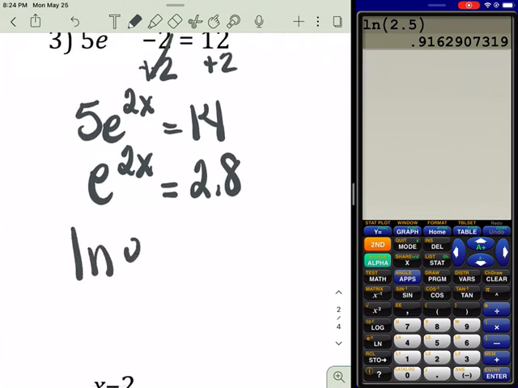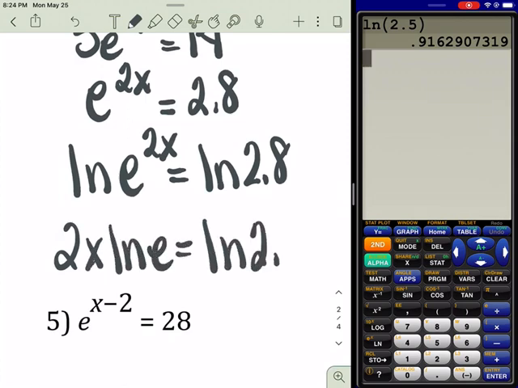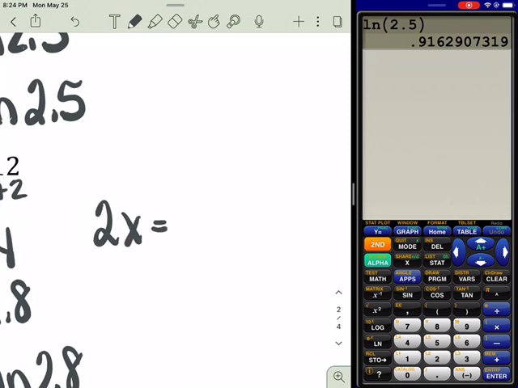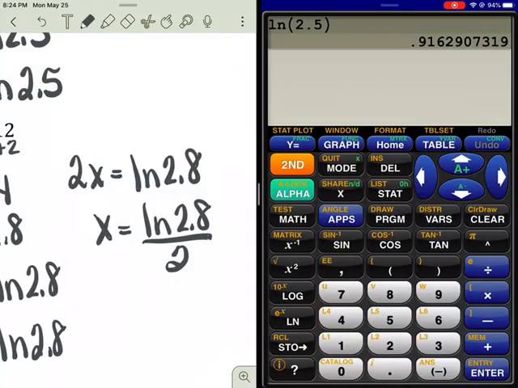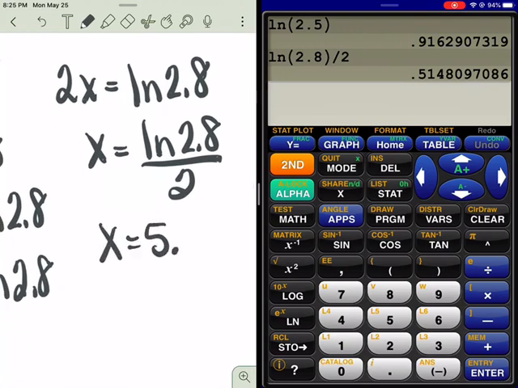Now take the ln of both sides. Bring the 2x down in front. Now the ln of e goes to 1. So now we have 2x is equal to ln of 2.8, so x is equal to ln of 2.8, whole thing divided by 2. When you put that in your calculator, just be aware that you have to close the parentheses around the 2.8 before you do anything else. So we go ln 2.8, close my parenthesis and divide that answer by 2. We should get 0.51, sorry, 0.515.